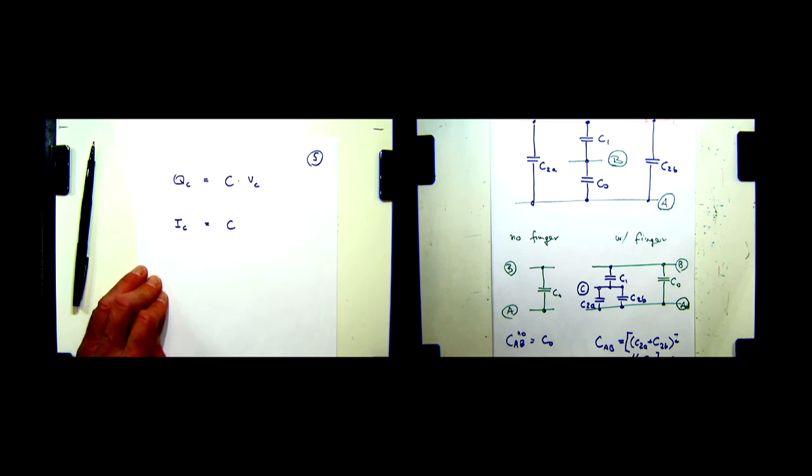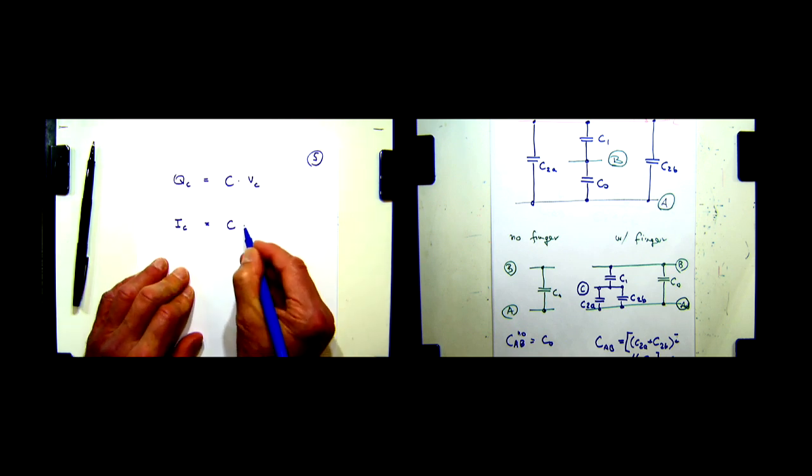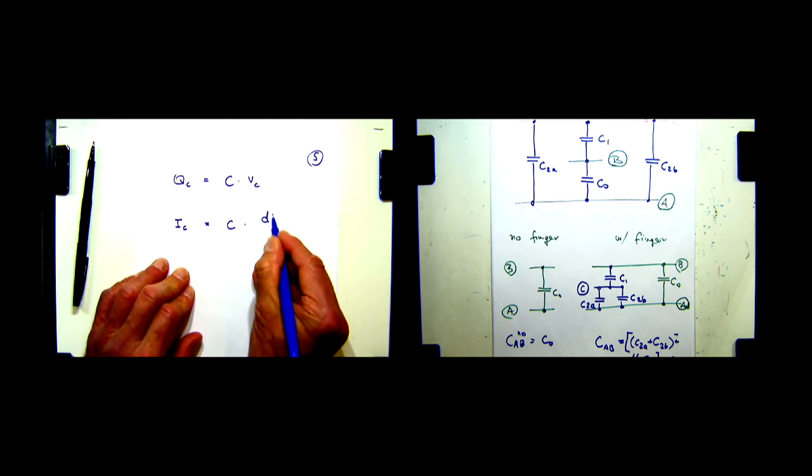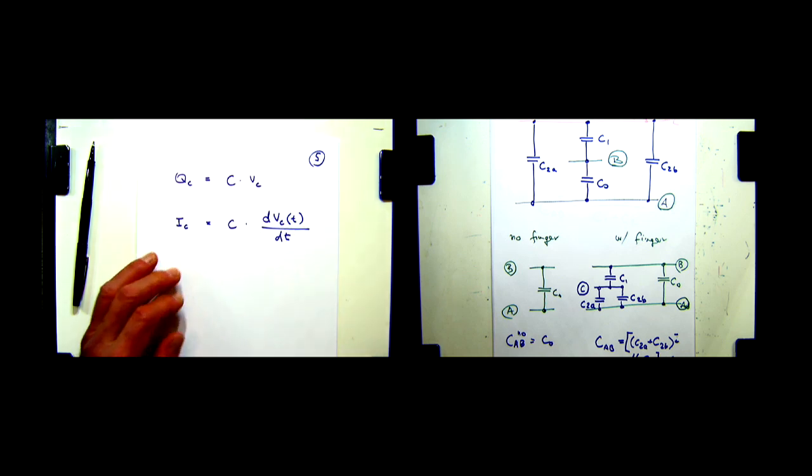Let's assume this all along for our touchscreen. It's a little bit kind of makes no sense because sometimes the finger is there and sometimes it's not there, and therefore the capacitance changes with time. But let's assume that we measure for a long time with the finger there, and then we measure for a long time with the finger not there, so we treat this as two separate situations, and we're not interested in the transition. Okay? So C times dVc, which is a function of time now, dt. Okay?